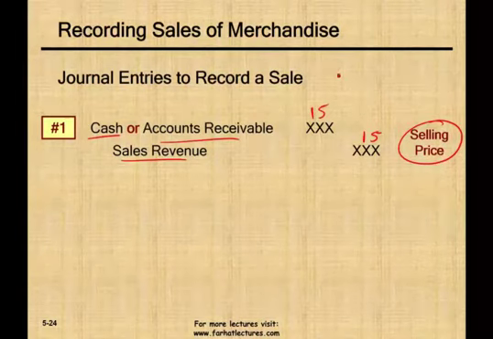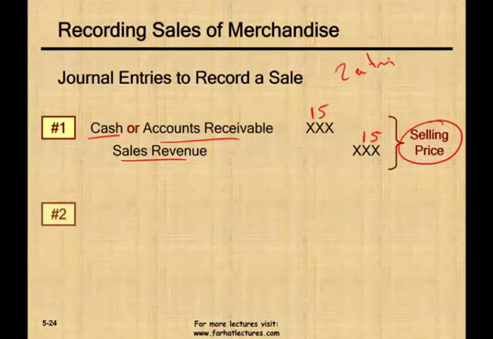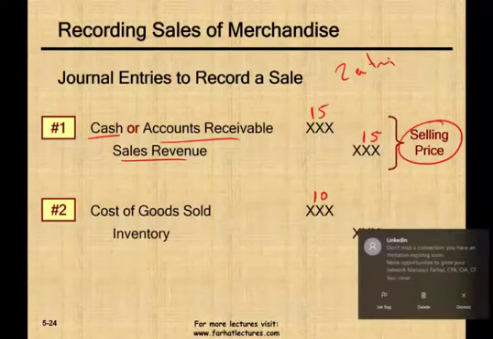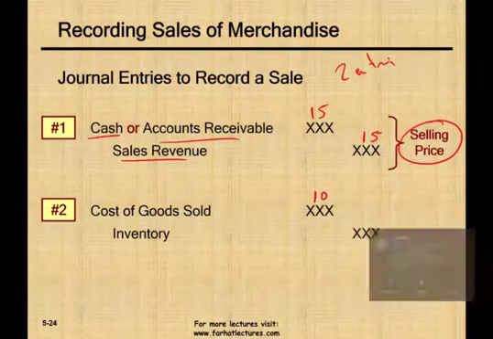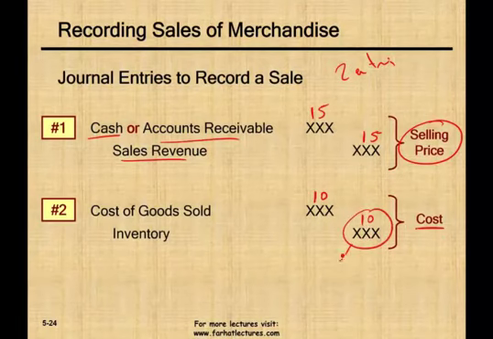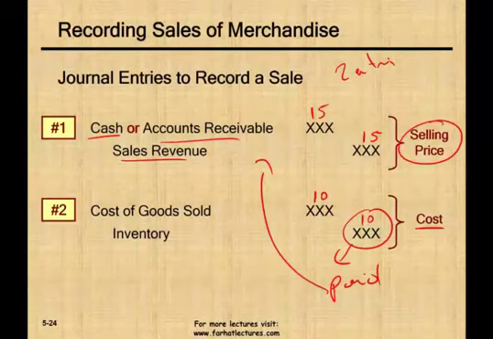We have 2 entries to make. The second entry is to record the cost of the sale. Let's assume that calculator cost us $10. So we debit cost of goods sold, and we credit inventory for $10. And this is the cost of the sale. Where did that $10 come from? This is how much I paid for the calculator. So I paid $10 and I sold it for $15. So when I sell it, I have to record the cost.